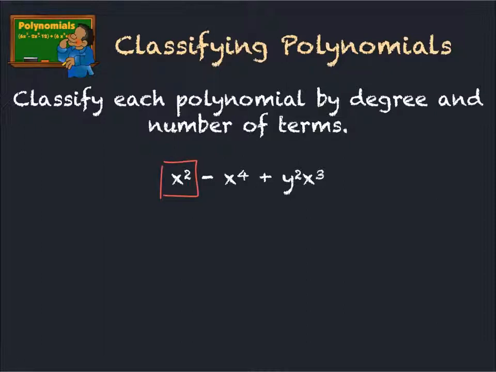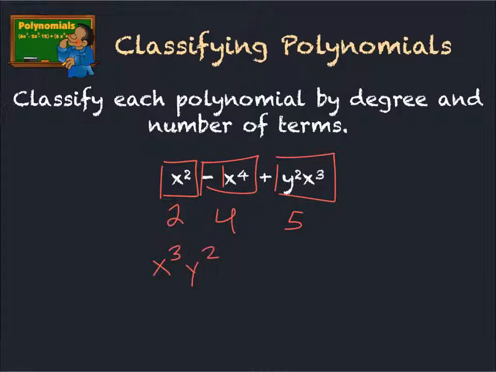If we look at this first monomial, it has a degree of 2. The second one has a degree of 4, and this third one has a degree of 5. So if we were to write this in standard form, this would be x to the 3rd y squared, then minus x to the 4th, and then plus x squared. That would be in standard form. Now, what kind of polynomial would this be? This would be a trinomial because we have three terms.